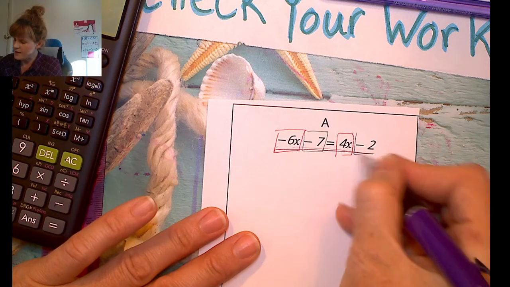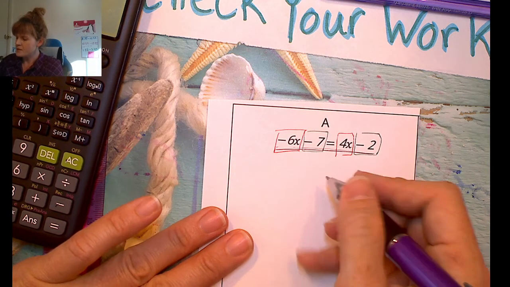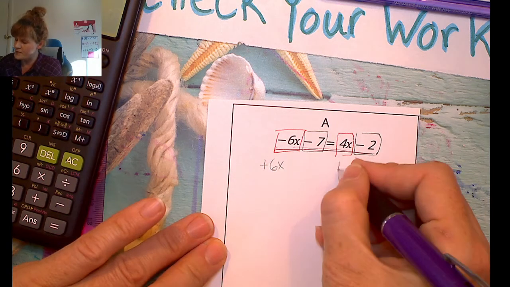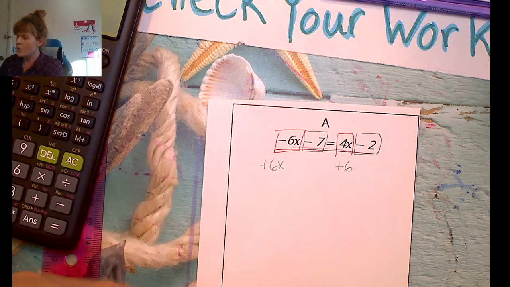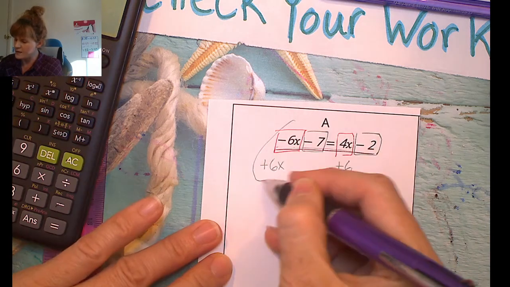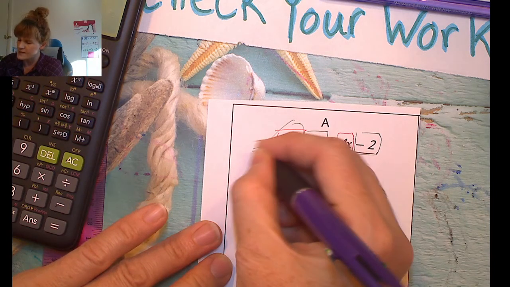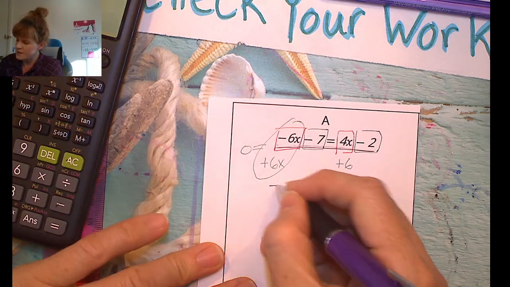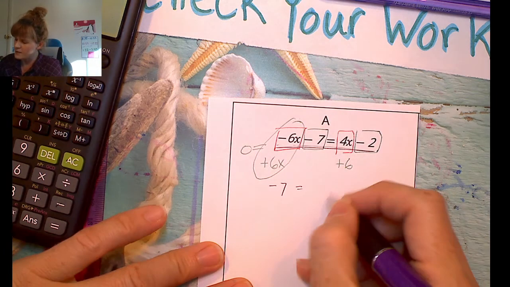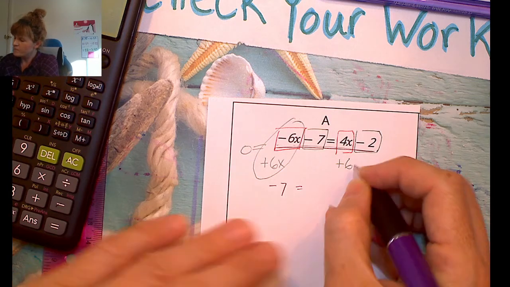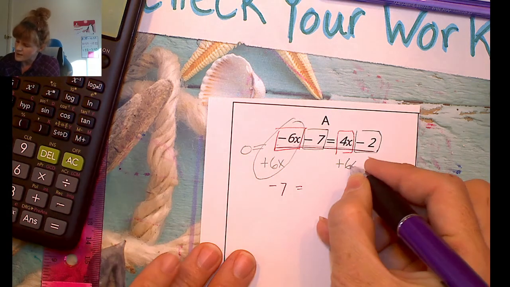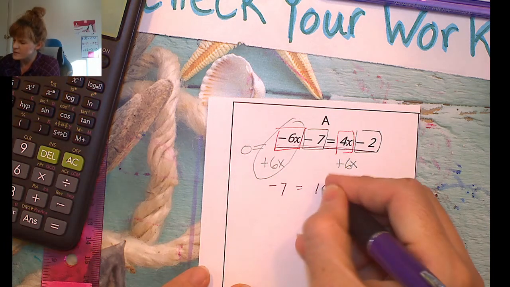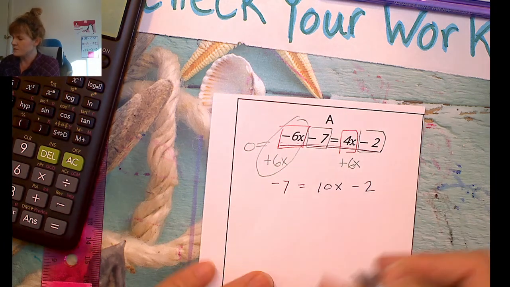negative 7, and negative 2. So here's what I'll do. I'm going to add 6x to both sides of the equation. When I do that, the negative 6x plus 6x equals 0. So the left side of my equation is negative 7 equals, I forgot to write the x there. There we go. Negative 7 equals 10x minus 2.